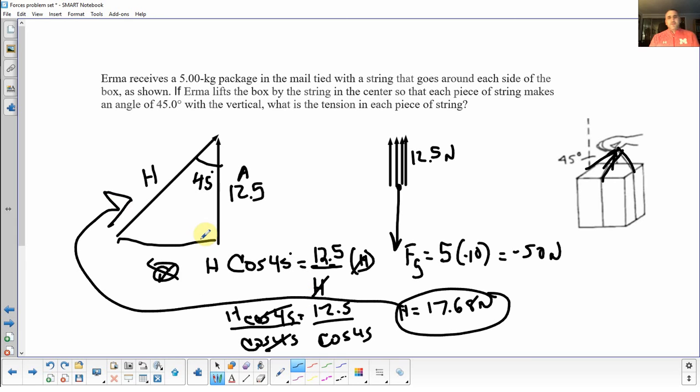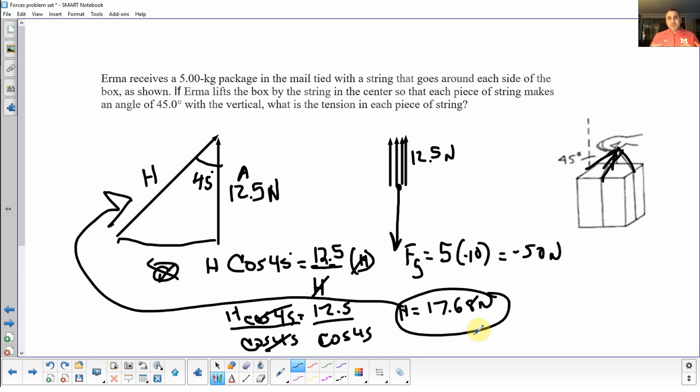And if you remember, the demonstration that I gave you in class was, look, you can have something really light, but the bigger that angle is, the flatter that line gets, the more tension there is. And this is actually a case in point. Look, I only need to generate 12.5 newtons of upwards force here. But the second I introduce this angle, I need more force in the line, more tension in that string. And that's why, to generate 12.5 newtons of force, I have to come up with 17.68 newtons of tension.